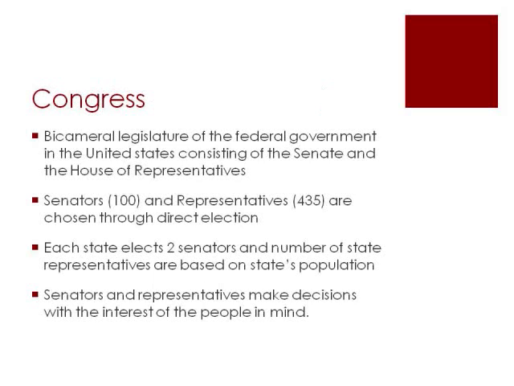A major aspect of democracy here in the United States consists of our next term, Congress. Congress is a bicameral legislature of the federal government in the United States consisting of the Senate and the House of Representatives. There are 100 senators and 435 representatives who are chosen through direct election. Each state elects 2 senators, and the number of state representatives are based on that state's population. Senators and representatives make decisions with the interests of the people in mind.